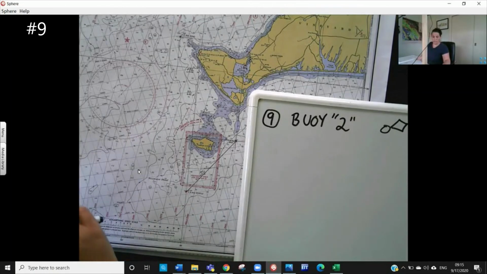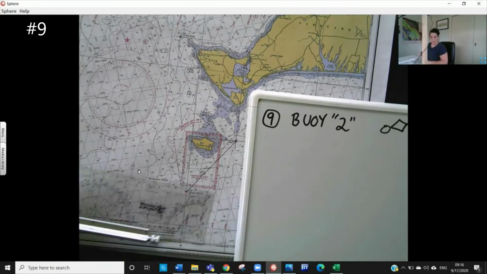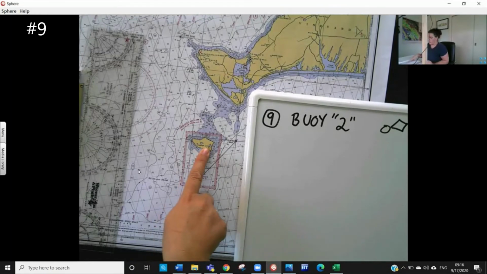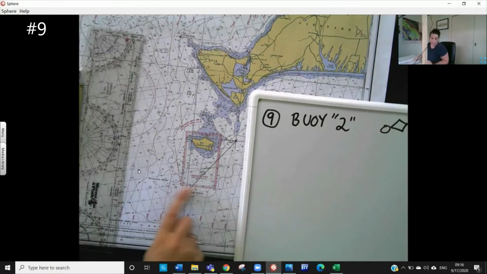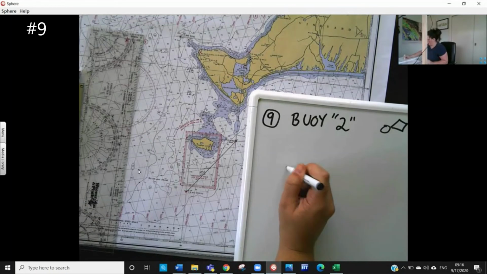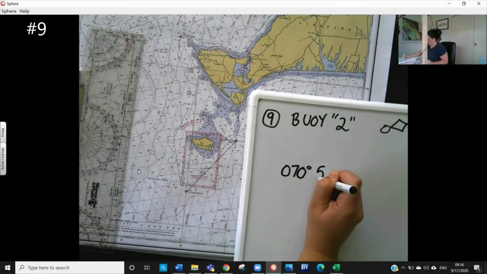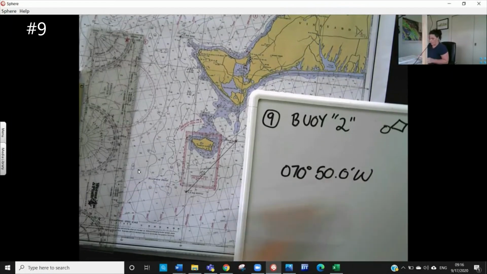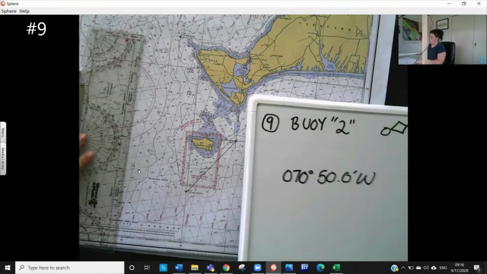Okay, so for buoy 2, let's use the roll plotter on this one. Just south of No Man's Land, we can check the light characteristics, flashing red, four seconds. It is already on a longitude line, so that makes it really easy. So my longitude is going to be 070, 50.0 minutes west. And now I just have to figure out my latitude.